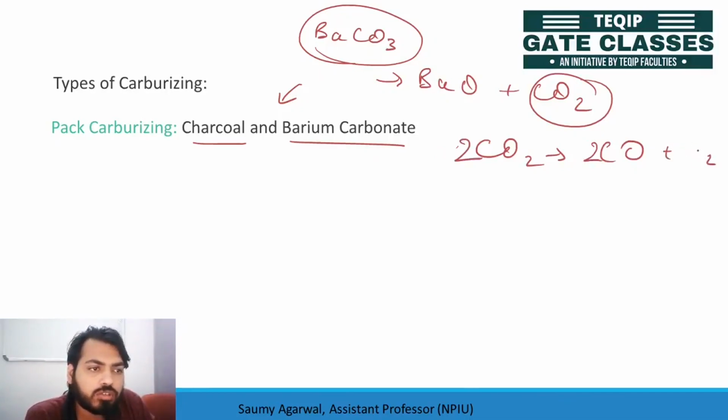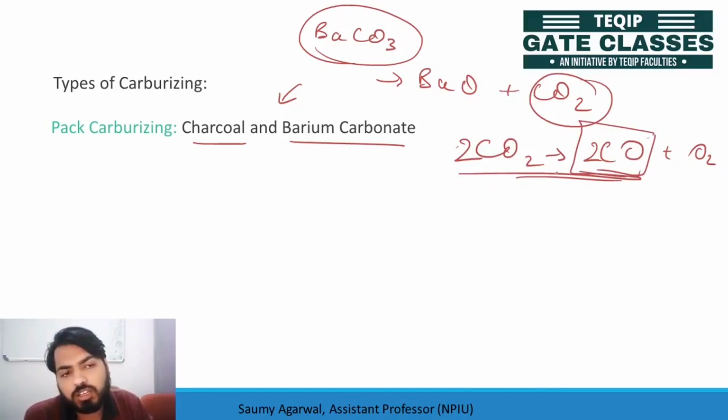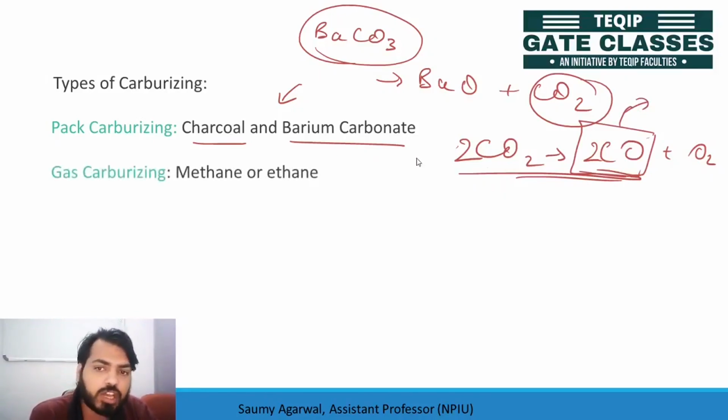Okay, so it will convert into carbon monoxide, and then this carbon monoxide will diffuse the carbon into the iron. From this carbon monoxide the carbon will be diffused into the surface of the iron. Okay, and then we have gas carburizing, where we have methane and ethane.